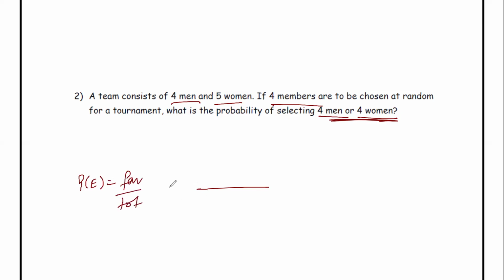It will be four members out of nine. So it will be 9C4. Okay, 9C4. And the probability of selecting four men: four men is 4C4 because there are four men and you're selecting four men, or, meaning plus, 5C4. Understood? So remember this part.